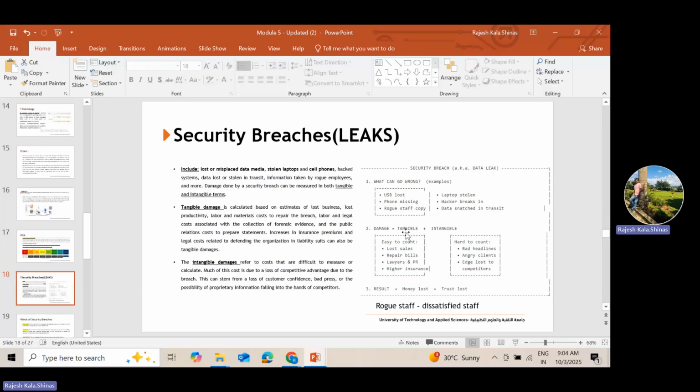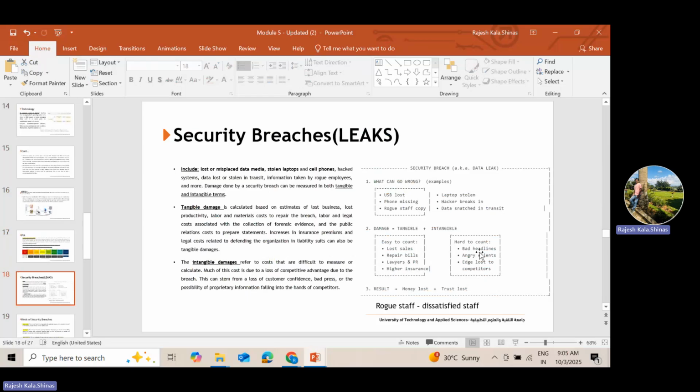Tangible means it is in numbers, countable. Intangible means we cannot count it. See here, because of that security breach, my company's sales have gone down. Repairing bill: to repair that system, I need to pay money. Then somebody will file suit, or you need to file suit. For those lawyers and PR, we need to pay money. You may also contact the insurance company for payment. Here, all of it is related to money.